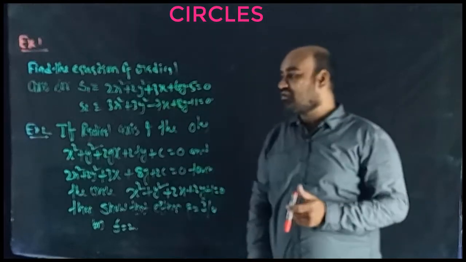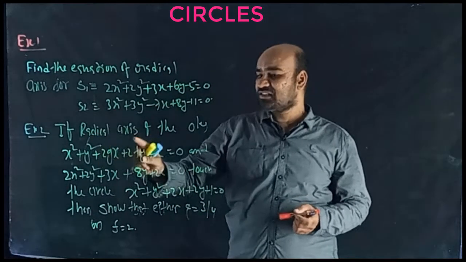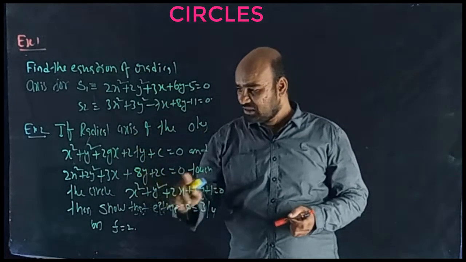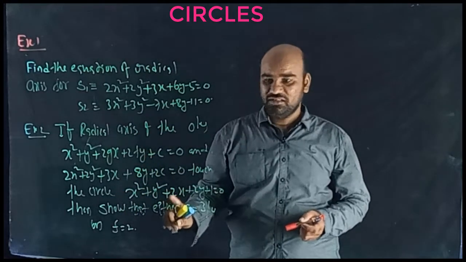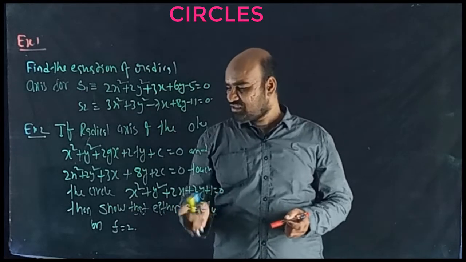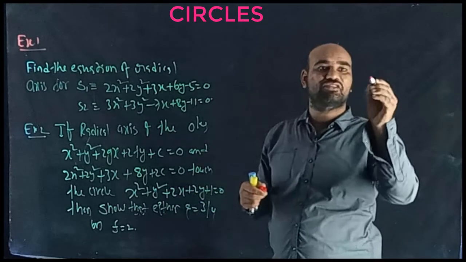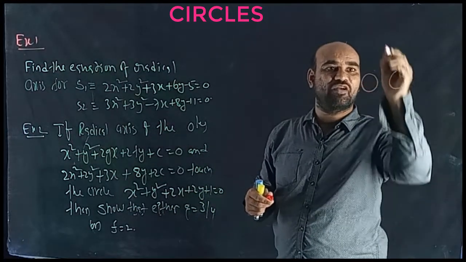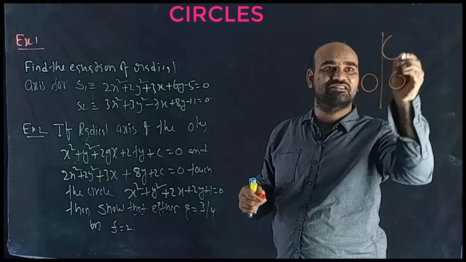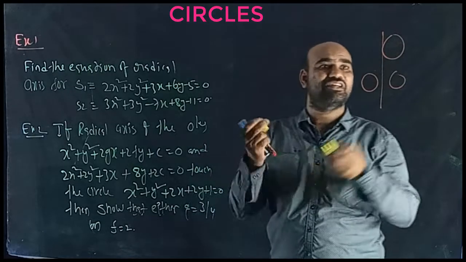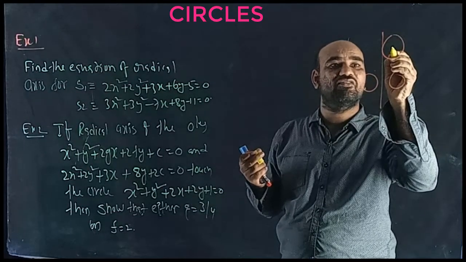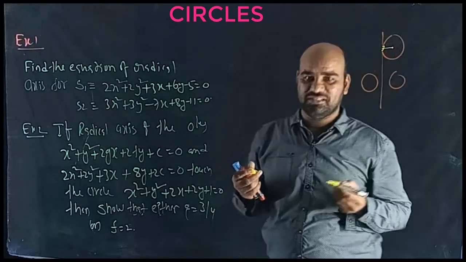Okay students, our second example. If the radical axis of these two circles touches this circle, meaning the radical axis is tangent to the third circle, in such a way that you want to find g and f values. Observe here, two circles are given. You can find the radical axis. The radical axis touching another circle means tangent to another circle. So when this happens, distance from center to that line should be equal to its radius.